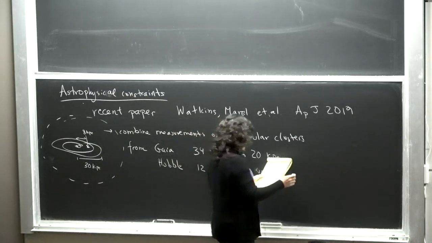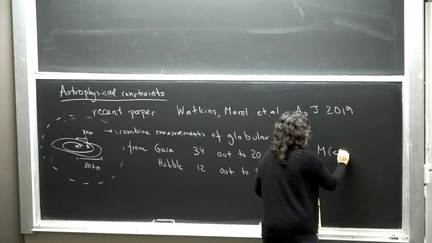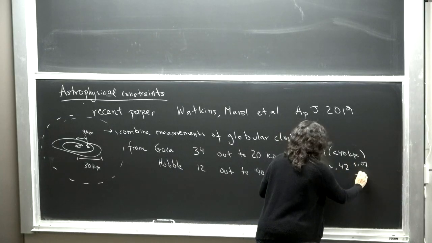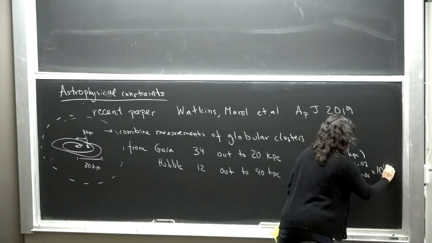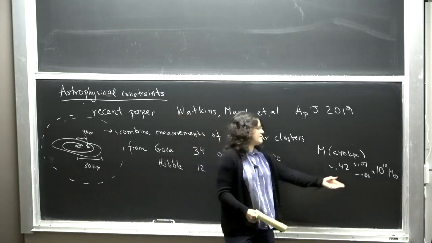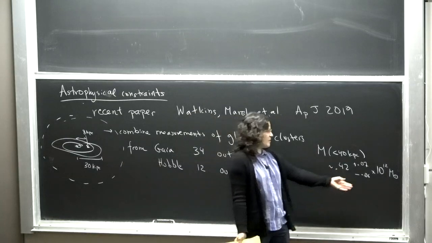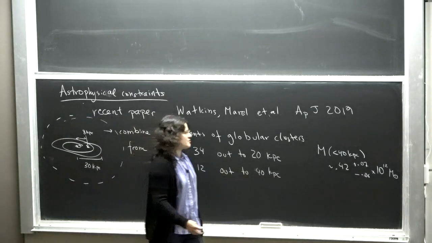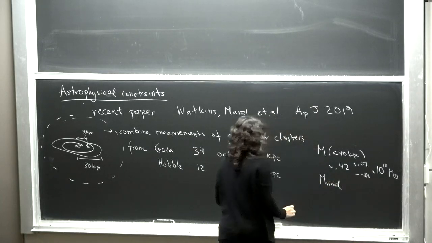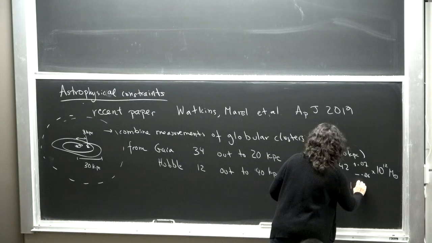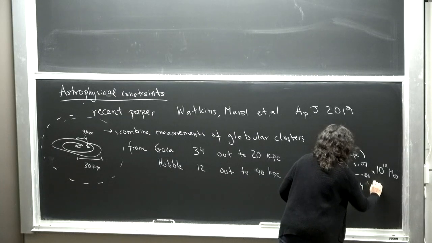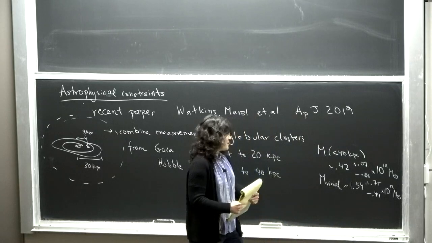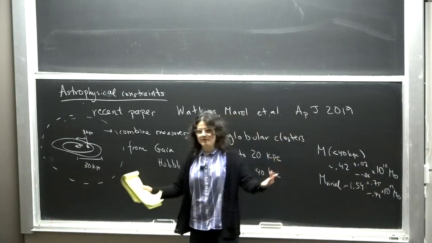What they found was that the mass inside 40 kiloparsec is 0.42 plus 0.07 minus 0.06 times 10 to the 12. Of course, the exact number is not super important, but I want to give you a sense of the error bars. Where you can actually measure these objects, the error bars are quite small, on the order of 10% or so. Then they use models of dark matter profiles to extrapolate to the total virial mass, to get 1.54 plus 0.75 minus 0.44 times 10 to the 12. The extrapolation is about a factor of 3 in mass, which leads to bigger error bars depending on your modeling.